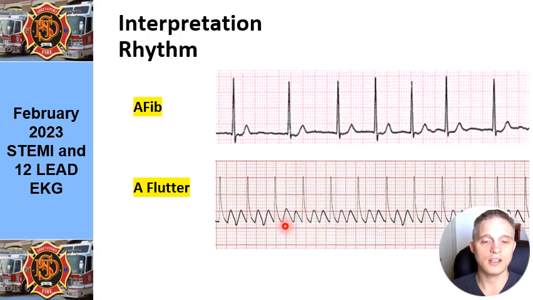A flutter, on the other hand, is what we would traditionally refer to as the sawtooth waves. And they can come in 2 to 1, 3 to 1, 4 to 1 distribution and conduction.